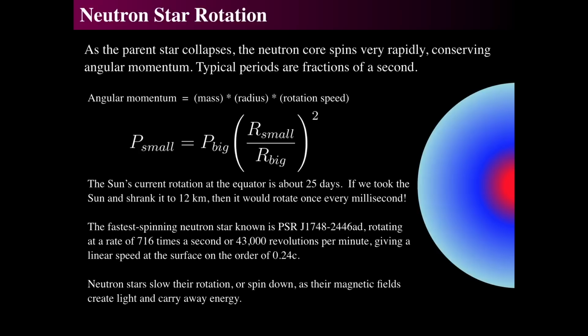Now, eventually neutron stars do slow down, or spin down, because they have incredibly strong magnetic fields, and their magnetic fields interact with the interstellar medium. They also can create light as they spin, and that electromagnetic radiation carries away the energy, and that allows the magnetic field to interact with it, and therefore carry away the rotational speed, or carry away angular momentum, by emitting light, which is really interesting. The magnetic field can be so strong it carries away the angular momentum.